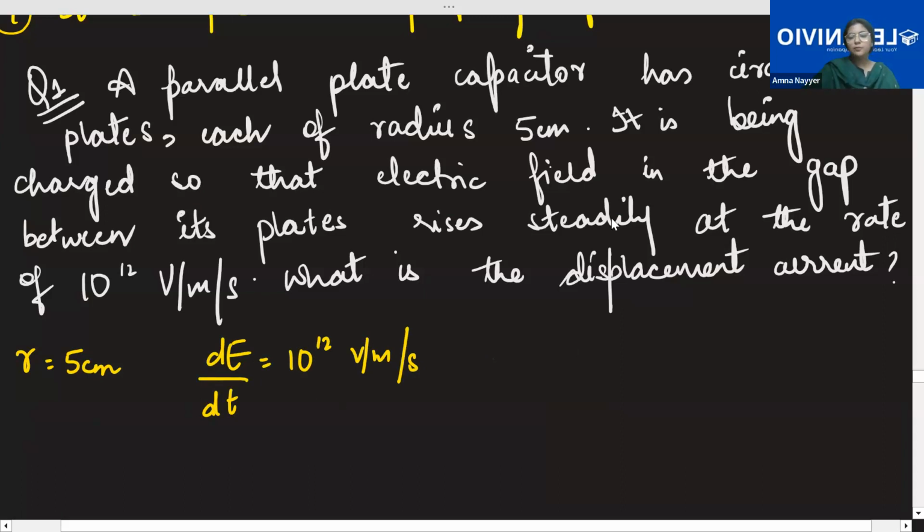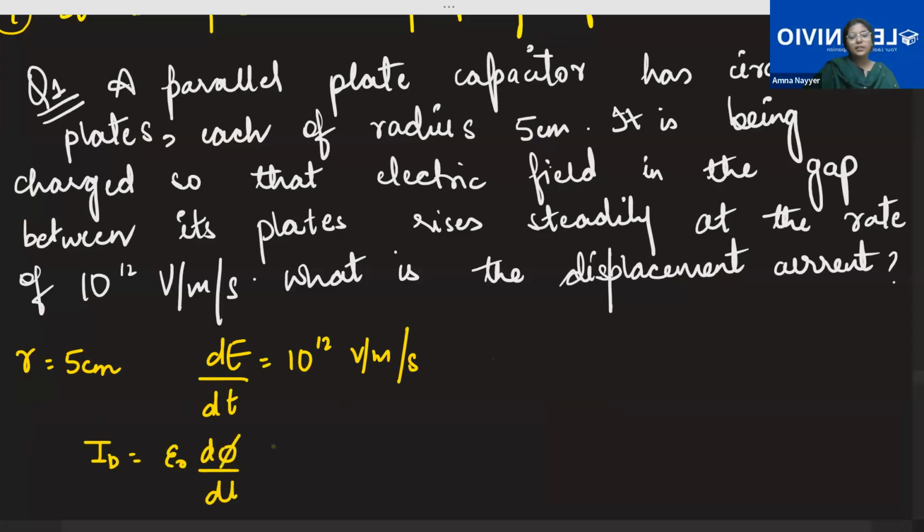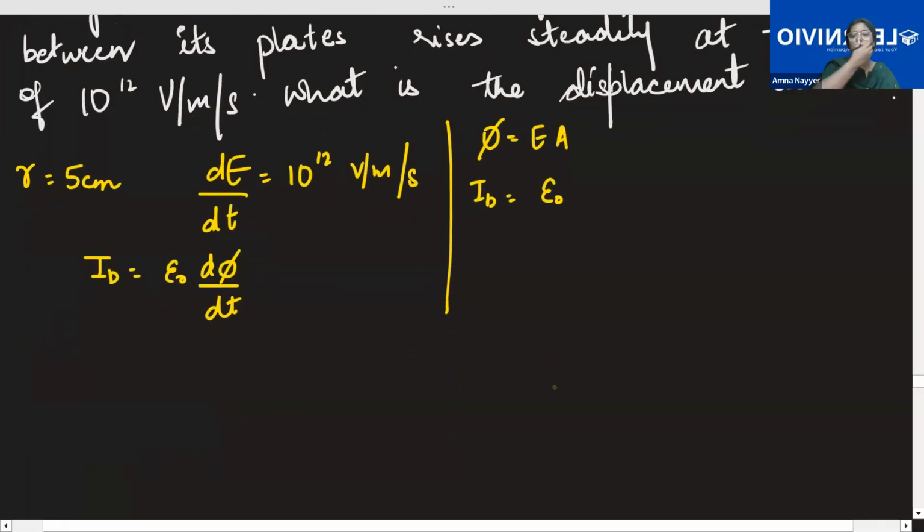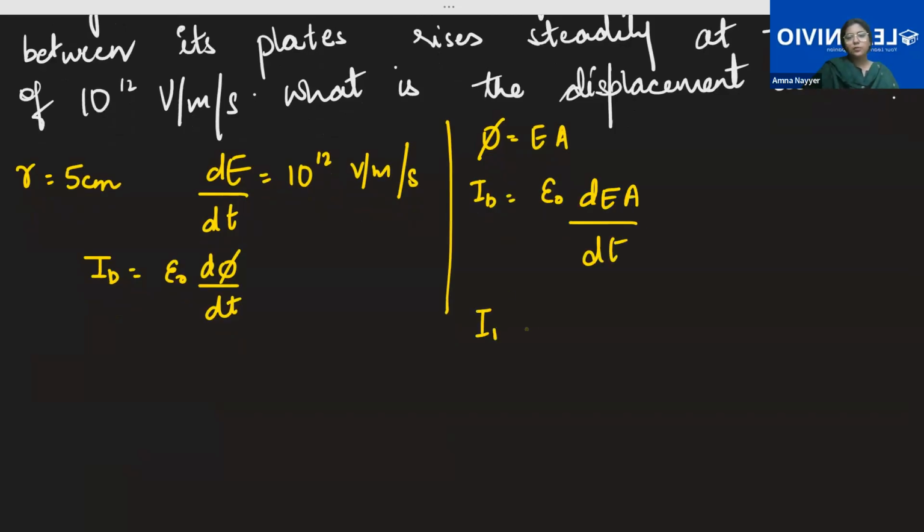For the displacement current, we know this is equal to epsilon naught d phi over dt. Now, what is flux equal to? Flux is equal to electric field into area. Correct? So put it here. This will be epsilon naught d EA over dt. So this is equal to epsilon naught, A will be taken out, dE over dt will be left.